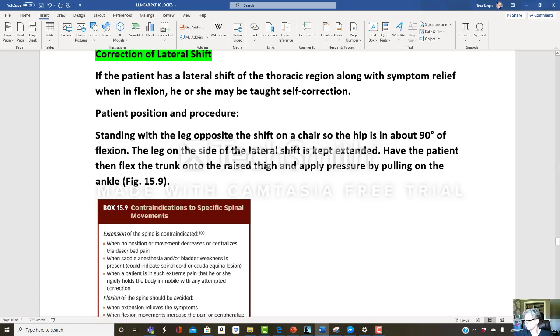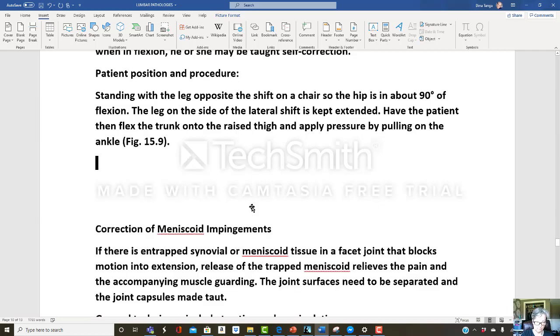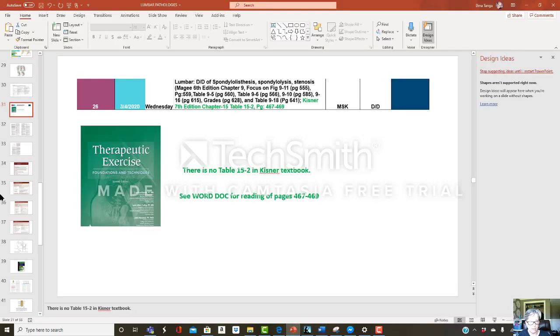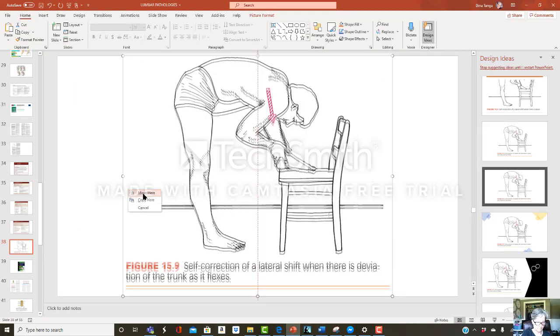Figure 15.9. Okay, it looks like I have the wrong. So let's go to the PowerPoint. Figure 0.9. Oops.